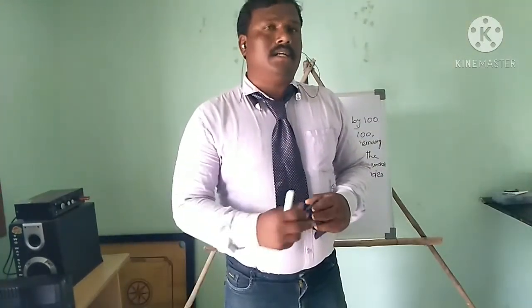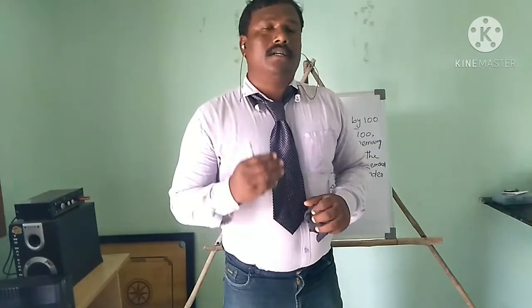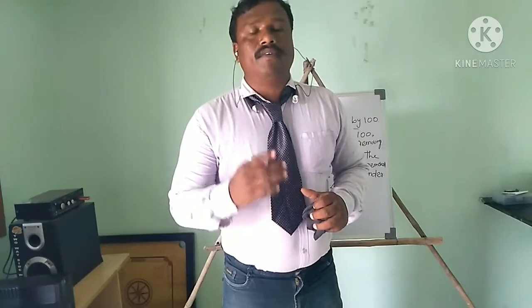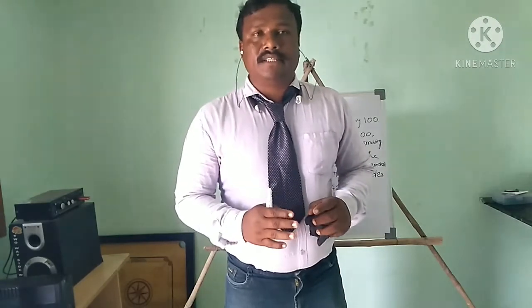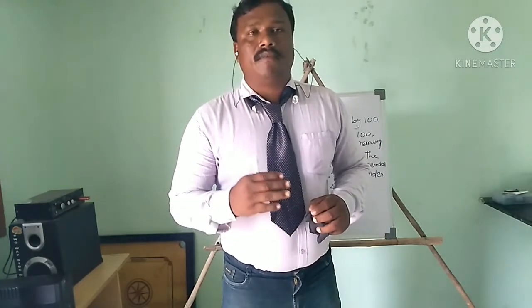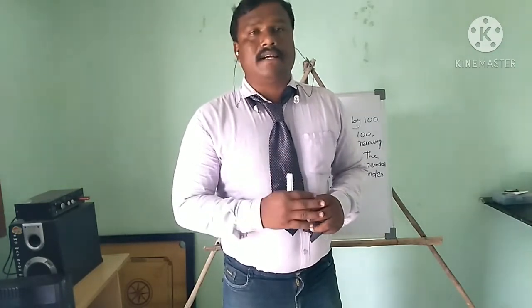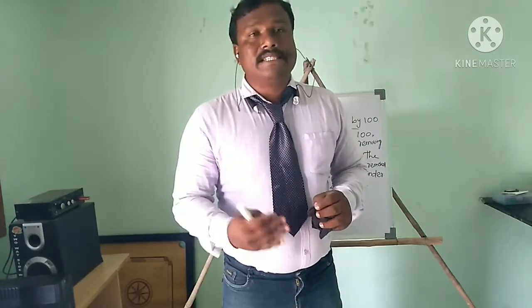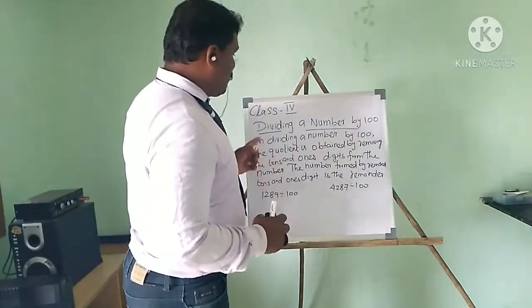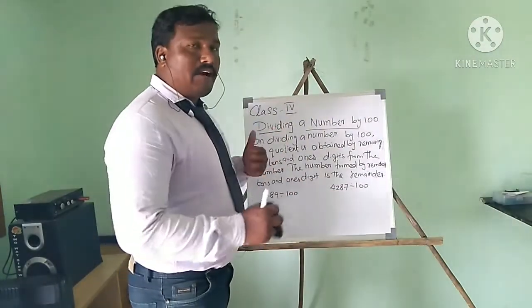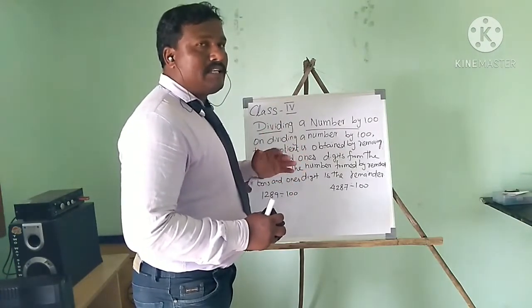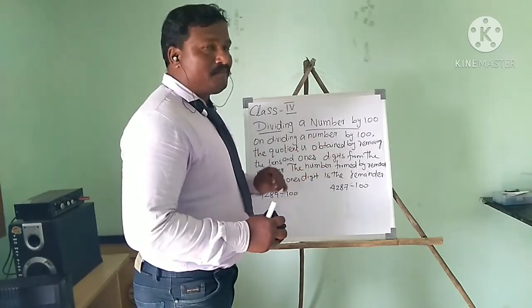Okay students, we have talked about how to easily find the quotient and remainder when we divide a number by 10. Now we will talk about how to easily find the quotient and remainder when we divide a number by 100. Come, I will tell you how. When we divide by 100, we have to follow some easy steps and a rule, then you can easily find the quotient and remainder.